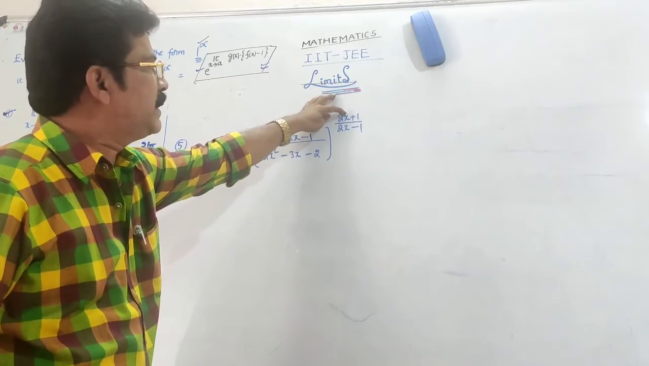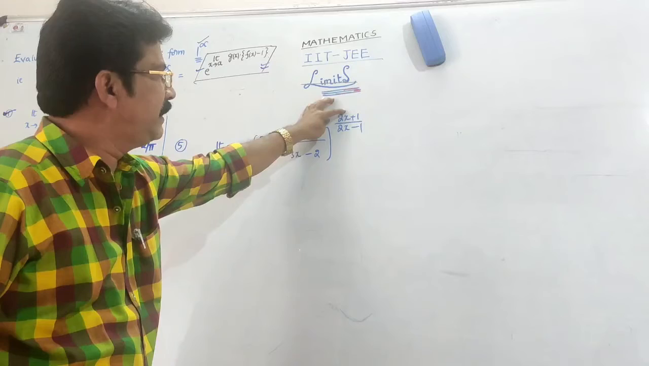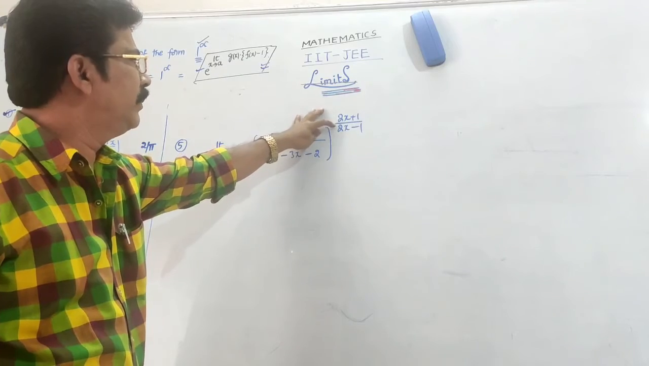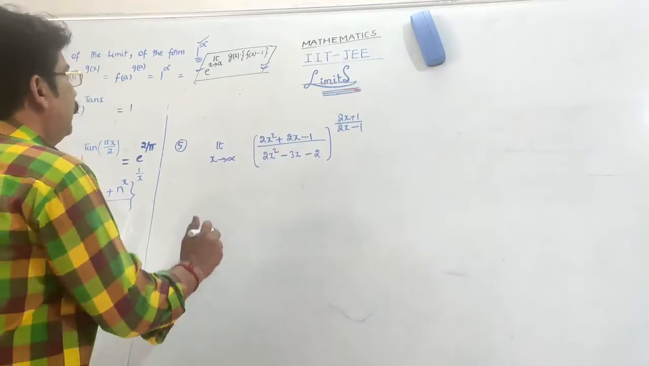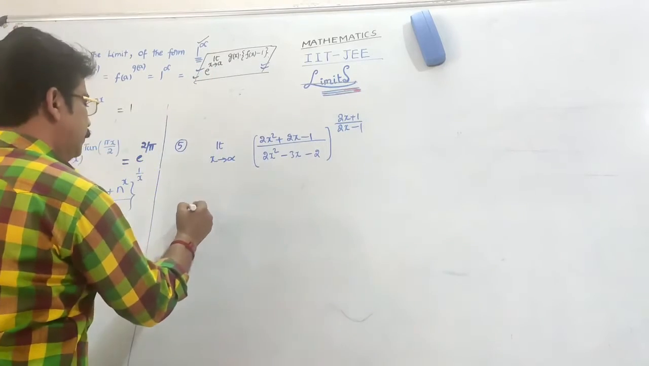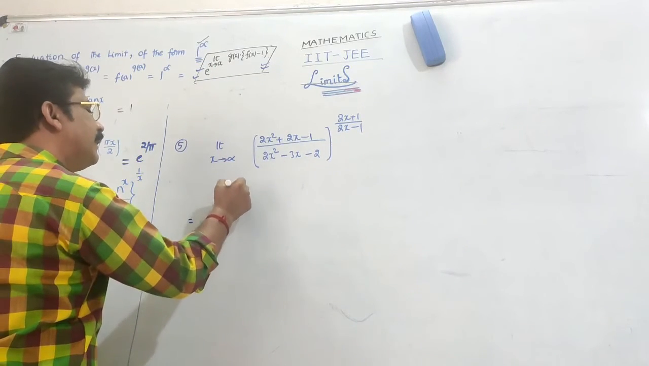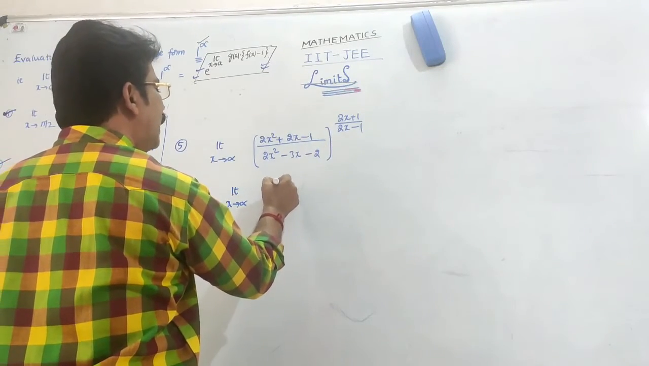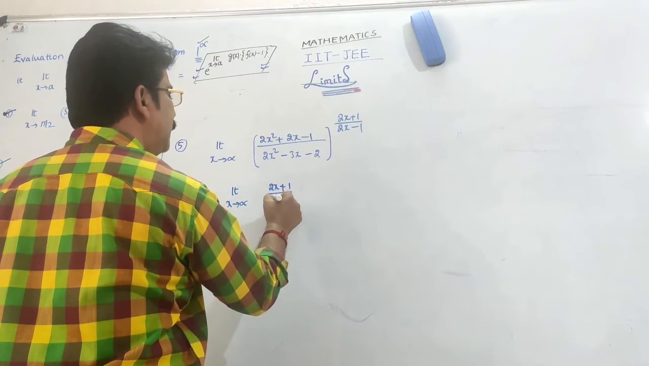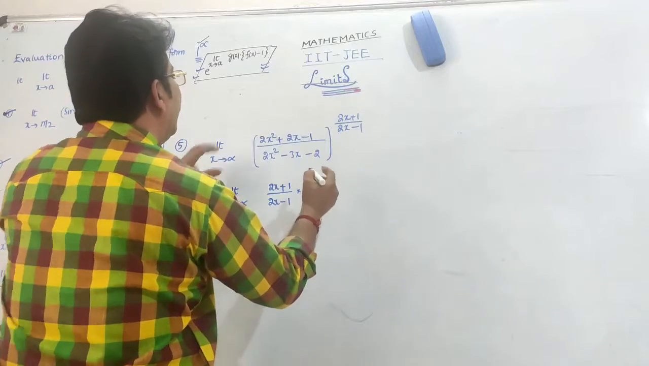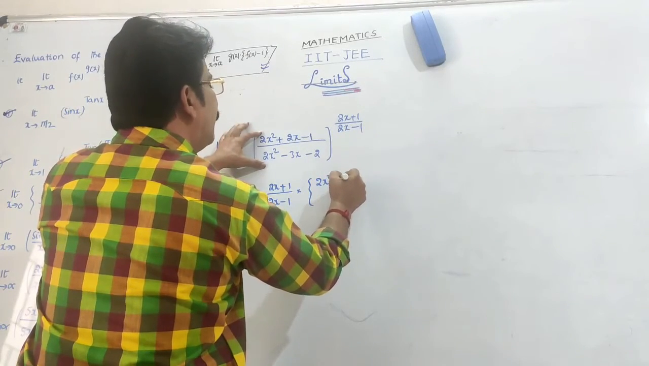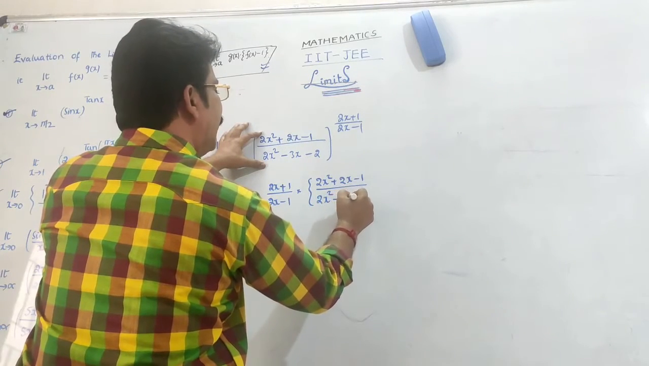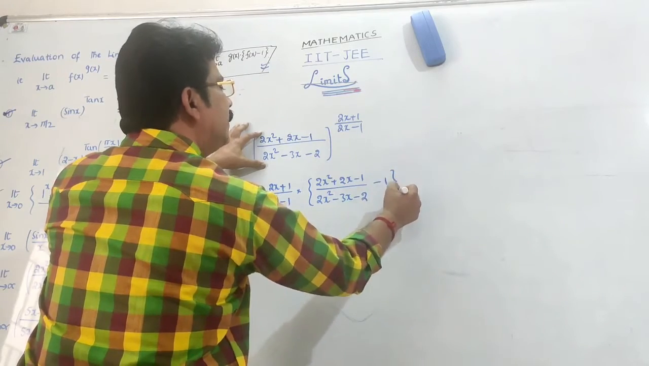Next here also, x power 1, the degree of numerator is equal to the degree of denominator. Then as x tends to infinity it is 2 by 2. Understand? Just like that. So therefore here we are using this form. That is equal to e power limit x tends to infinity of z of x, z of x means what? 2x plus 1 divided by 2x minus 1 into f of x, total this function, (2x square plus 2x minus 1) divided by (2x square minus 3x minus 2) minus 1.